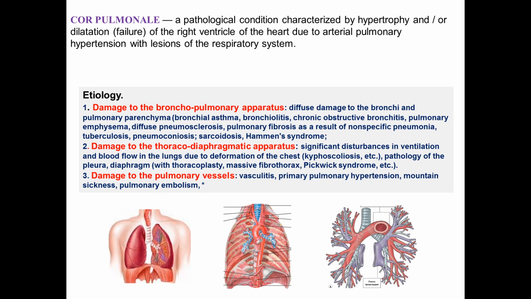There are three categories of etiological factors. First is damage of the bronchopulmonary apparatus. There are very different disorders, which include bronchial pathology and pathology of the pleura and even lungs: chronic obstructive bronchitis, pulmonary emphysema, fibrosis, for example pneumoconiosis, sarcoidosis, etc. Next, a very large group is damage of the thoracodiaphragmatic apparatus, for example kyphoscoliosis, Pickwick syndrome, pathology of the diaphragm, etc. And last is damage of pulmonary vessels: vasculitis, primary pulmonary hypertension, pulmonary embolism, etc.